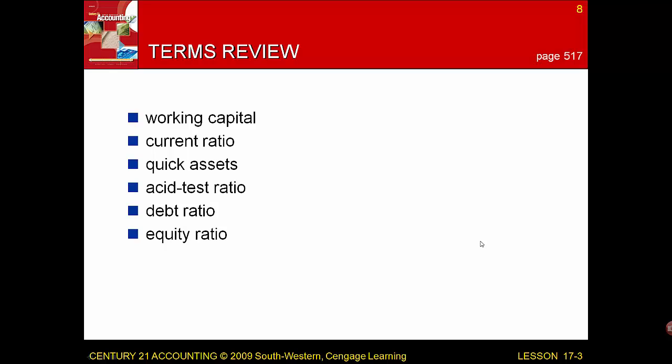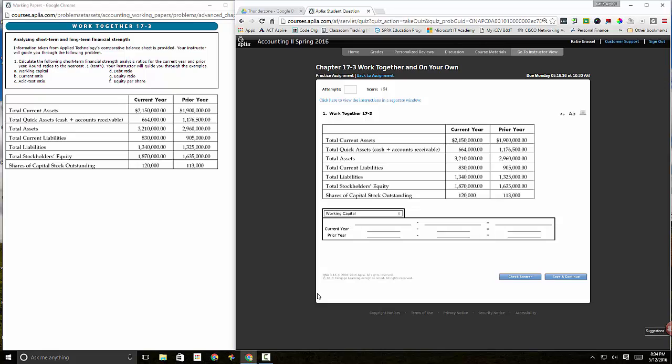And here are our terms that we're going to be using for section 17.3. So here we have Work Together 17.3. We are going through and calculating some information from Allied Technology. We have numbers here in the directions from their comparative balance sheet. We're going to calculate the following short-term analysis ratios for the current year and prior year, and we're going to round to the nearest 0.1, or tenth. We're going to complete these in this order: working capital, current ratio, acid test, debt, equity, and then equity per share.